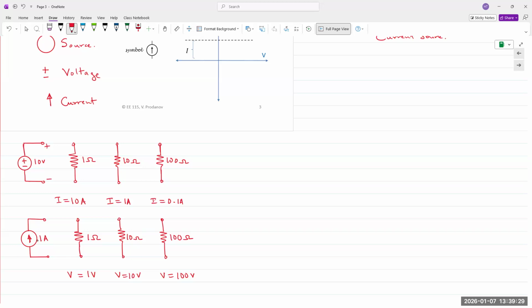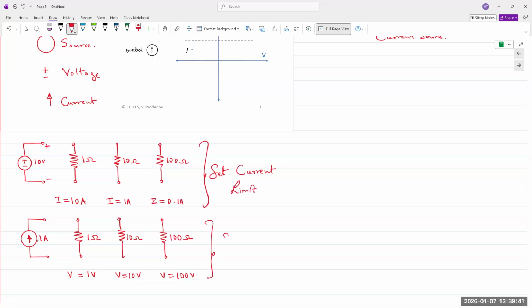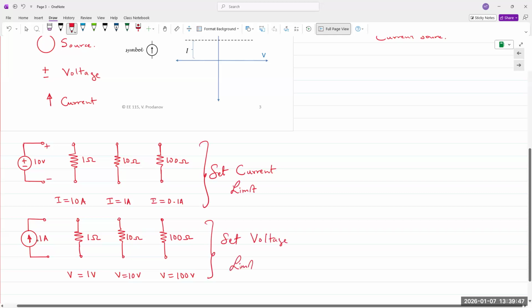Okay. So always set current limit. And here you would always set voltage limit. So it's kept constant, so you get a straight line. Okay, voltage is a straight line, current would be a straight line.